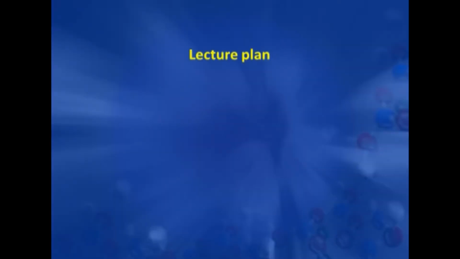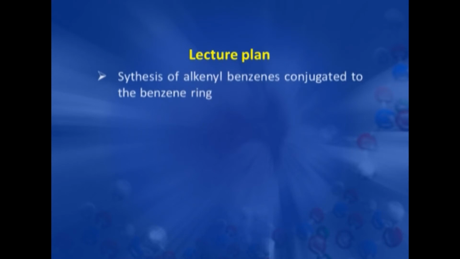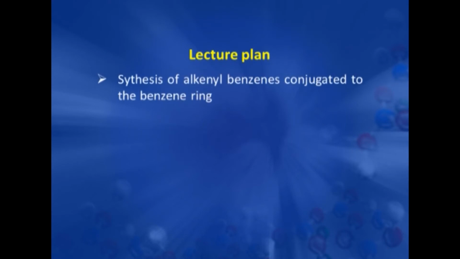Discussing unit number 6, arenes and aromaticity, of organic chemistry. Last time in this unit we discussed synthesis and reactions of alkyl benzenes. Now today we are going to discuss alkenyl benzenes, which are conjugated to the benzene ring.